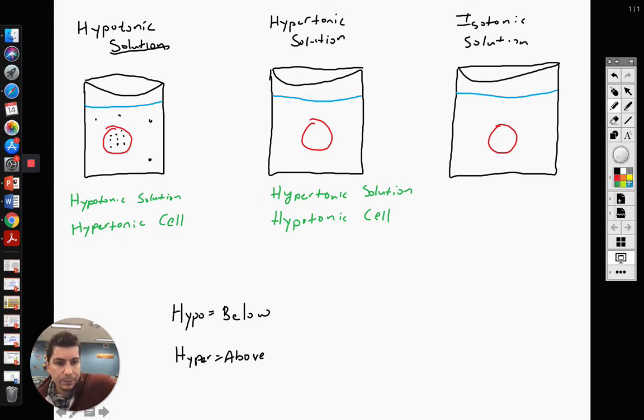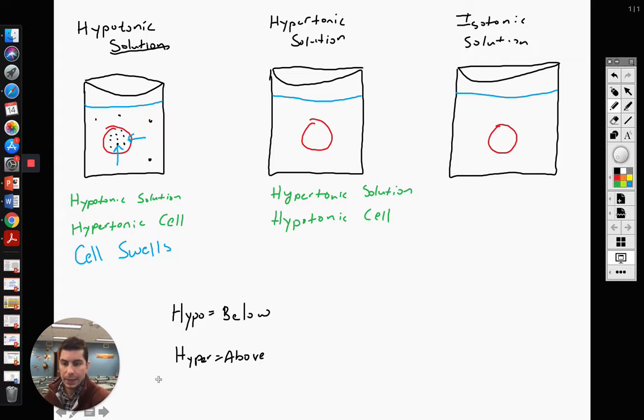Now what's going to happen is our solvent, this is osmosis, our solvent is going to go wherever there is more solute. So in this one here, the water is going to go where there is more solute. Well, is there more solute in the solution or the cell? You can see by the picture, there is more in the cell. So our water is going to go in, and the cell swells, gets bigger because of the water going in.